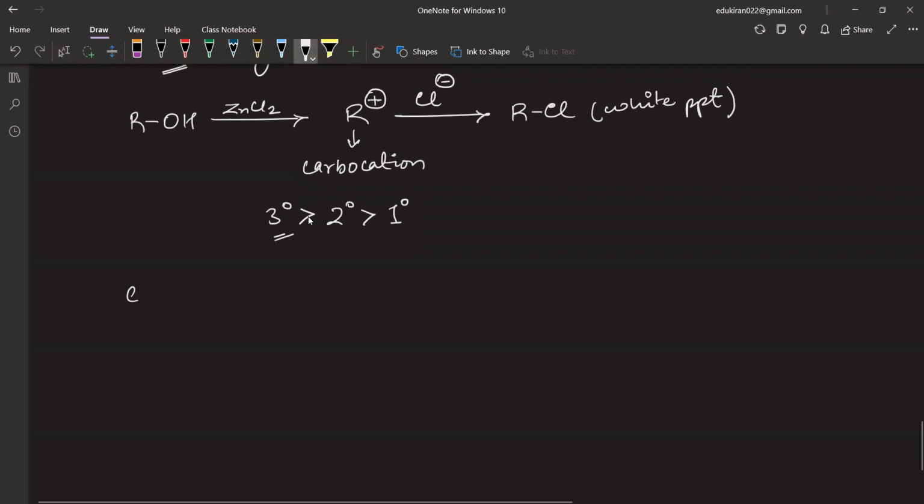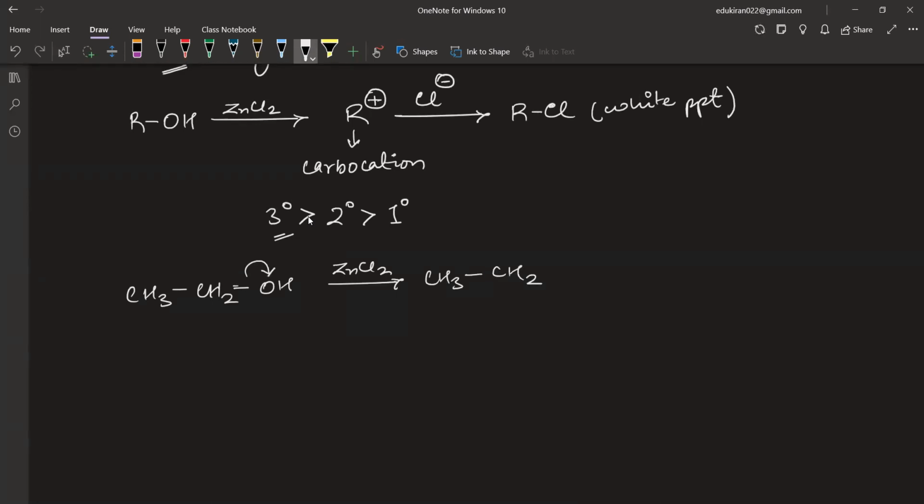For example, CH3CH2OH. We react this with ZnCl2 and we will be getting CH3CH2, and this OH will go, taking away the electron from the bond pair. Now CH2 initially had a bond, now it is lacking a bond, that means it has lost an electron, it has lost negative charge, that is why it will gain a positive charge. This type of thing is known as a carbocation.